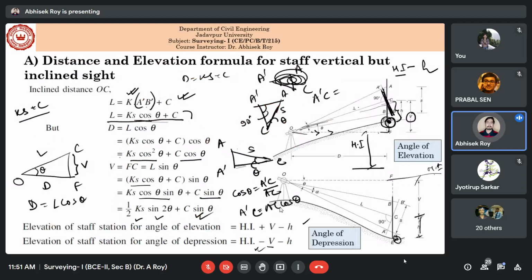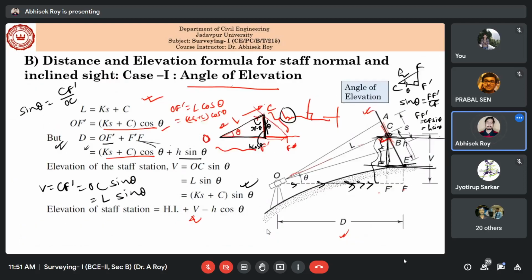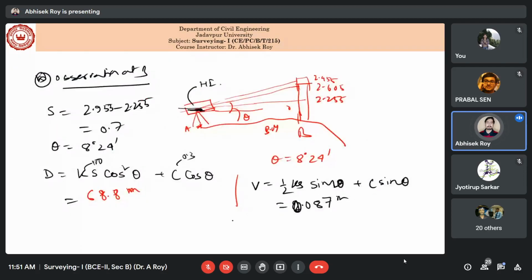Now we have to calculate the RL of point B. So what is the formula? RL of point B will be the height of instrument, which we have already calculated from the benchmark station, plus V minus H, as the angle of elevation is there. If the angle of depression is given, then V will be minus. So it will be HI plus V minus H.